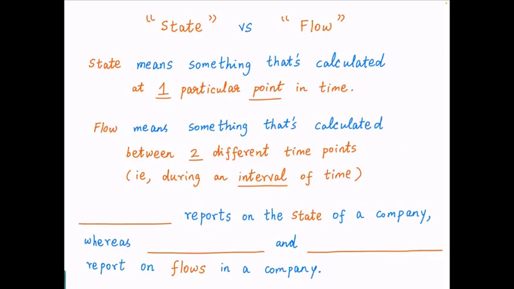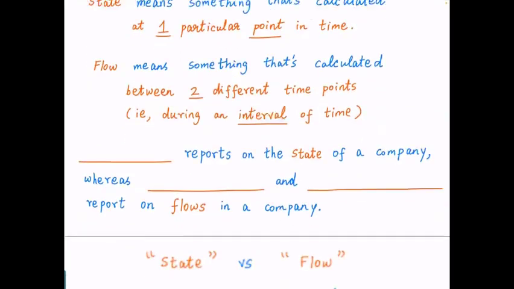So if you look at our three financial statements, one of them reports on the state of a company at a particular point in time, and the other two report on the flow that happened in the company during a time interval. So which one is the state and which two are the flow?